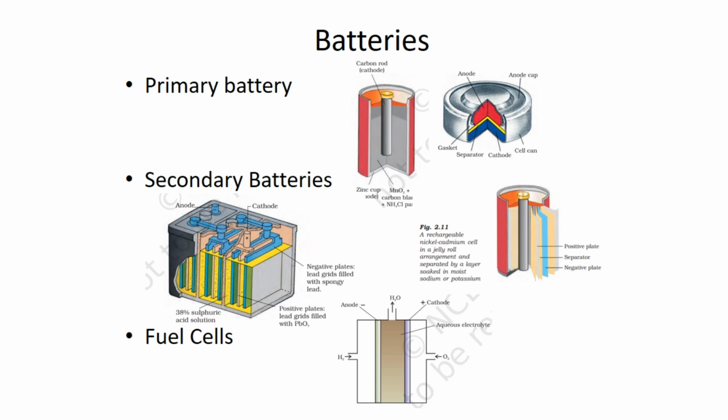Then we also have the nickel cadmium battery. The last one is the fuel cell, hydrogen oxygen fuel cell. It is more efficient as the electricity can be continuously produced as long as the fuels are being supplied. We move on to the next chapter, chemical kinetics.